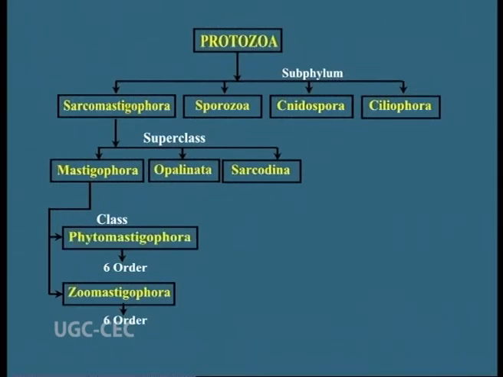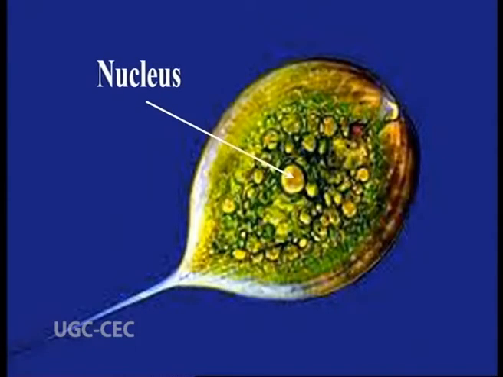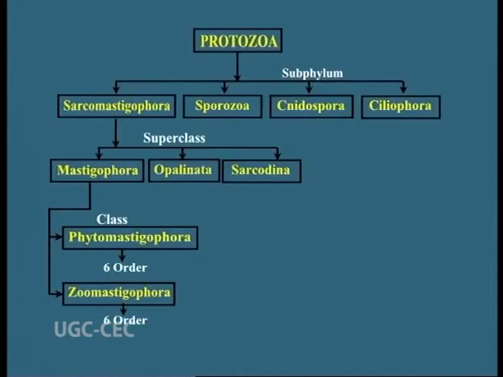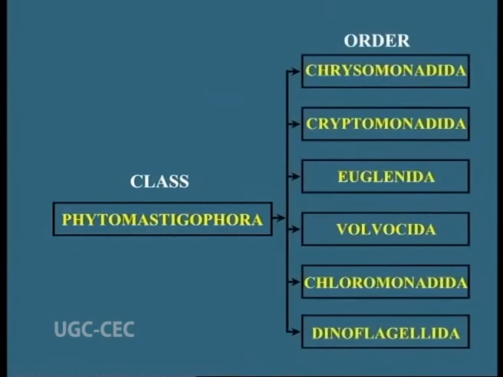Class Phytomastigophora. They generally possess chromatophores. Nutrition mainly holophytic by phototrophy. The nucleus is vesicular. There are usually one or two flagella. Class Phytomastigophora is classified into 6 orders. They are Chrysomonadida, Cryptomonadida, Euglenida, Volvocida, Chloromonadida and Dinoflagellida.